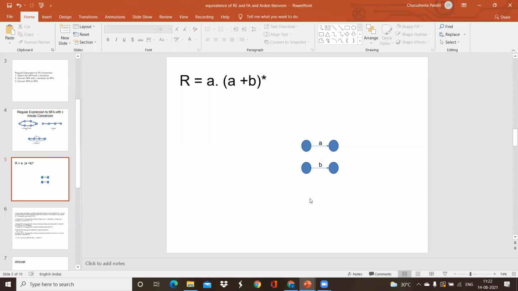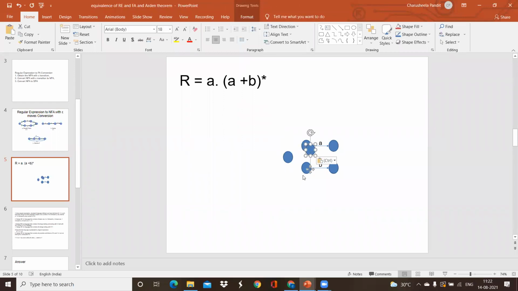Now these are the parallel paths, so we need to show the common starting point from where your parallel paths will start, and here these parallel paths will end.